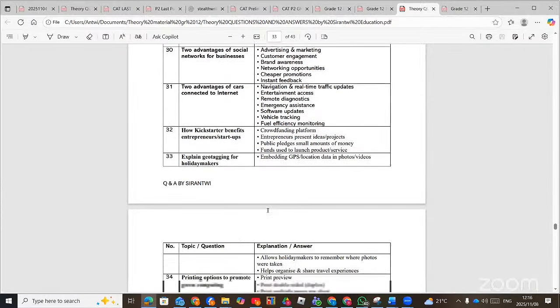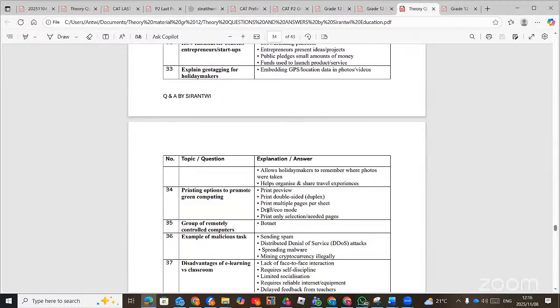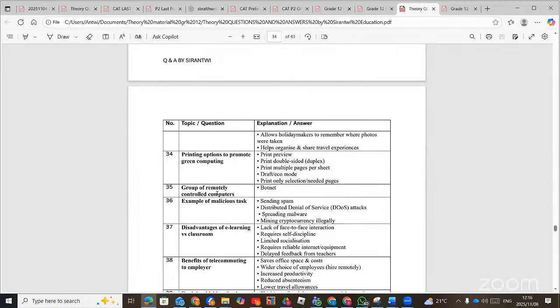Then the geotagging, like we said, preventing options for green computing. How do you practice green computing? Printing both sides, double-sided, like we discussed also. A group of remotely controlled computers is called a botnet. Then examples of malicious tasks that can be done: denial of service, spreading viruses, and others.